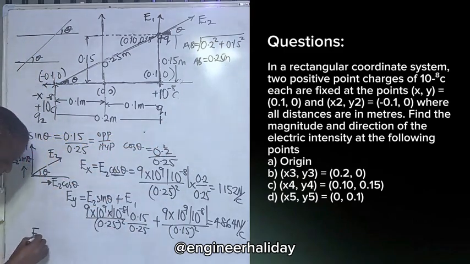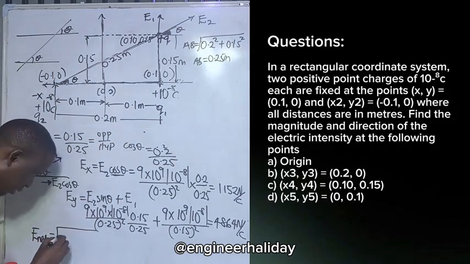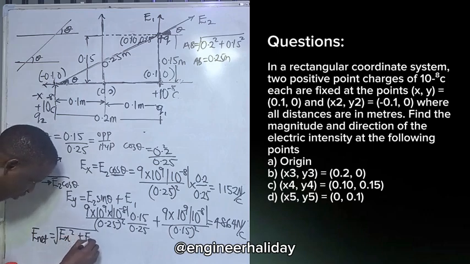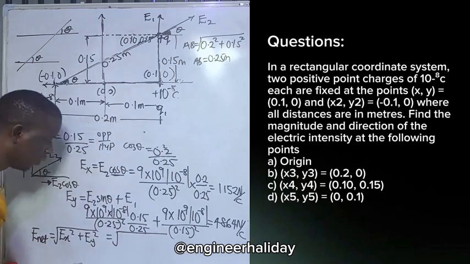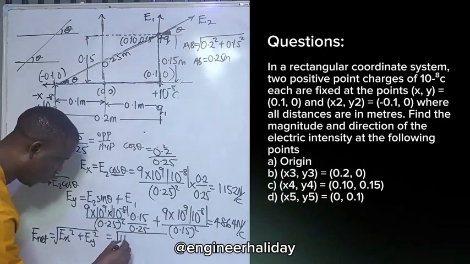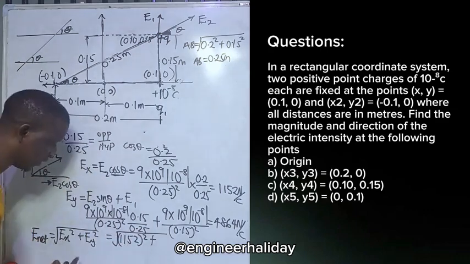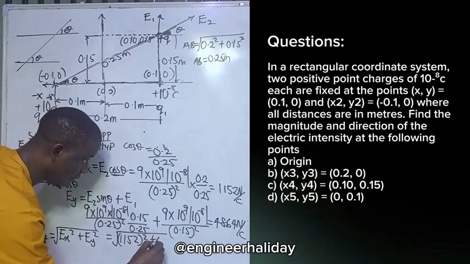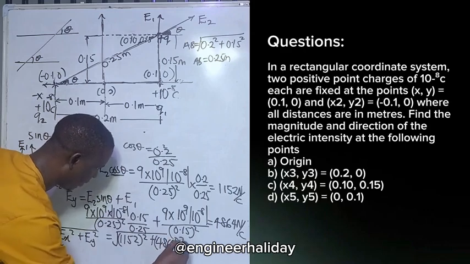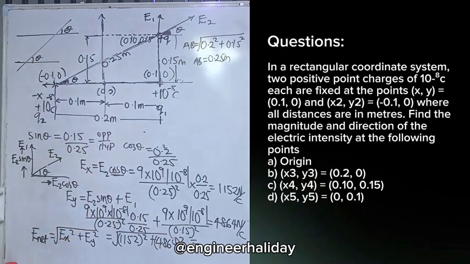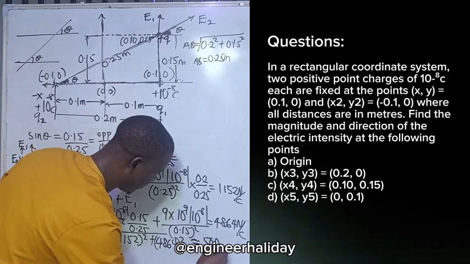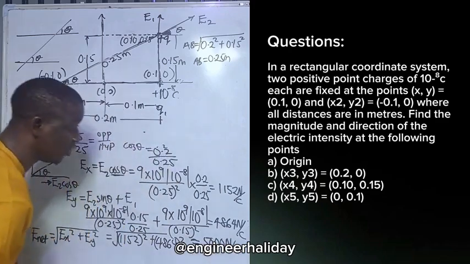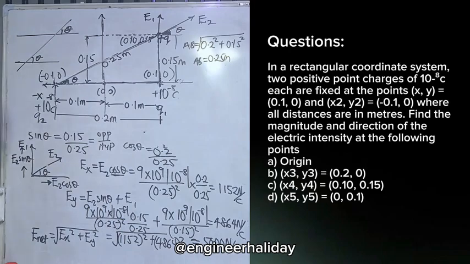So to find E net, it is the square root of EX square plus EY square. That is the formula we are going to use. So we are going to have E net. What is EX square? 1152 all square plus what? What is our EY square? EY rather, 4864 all square. So what will be our answer there? Approximately 5,000. 4,998, approximately. So that is about 5 times 10 power 3.